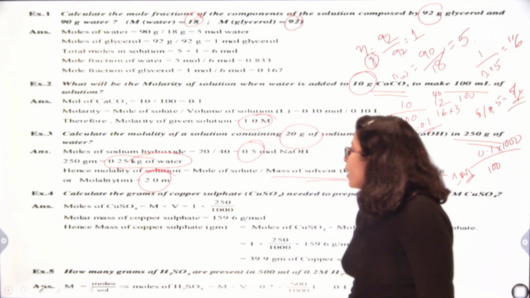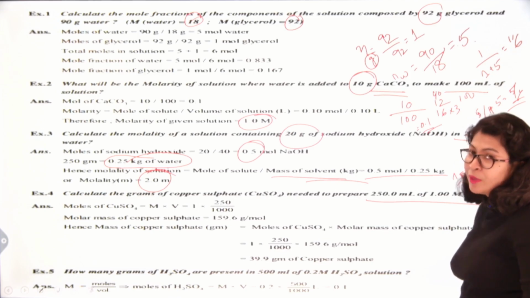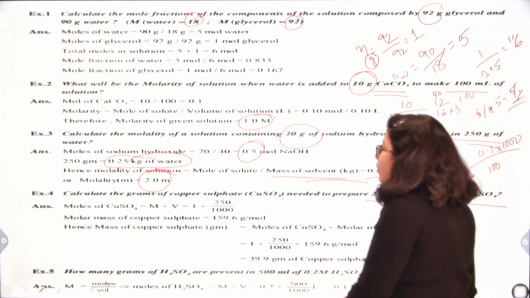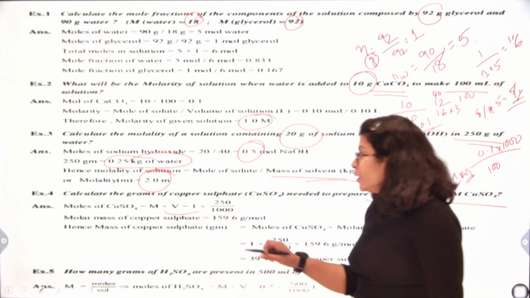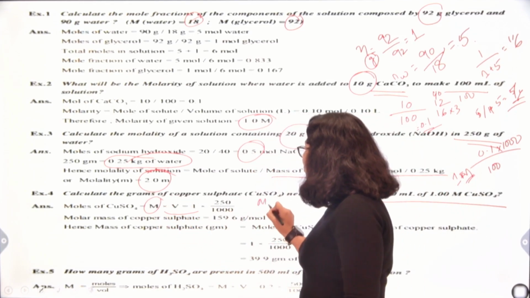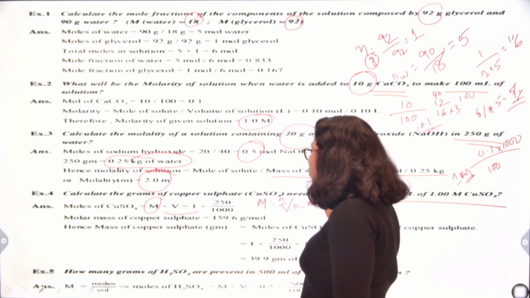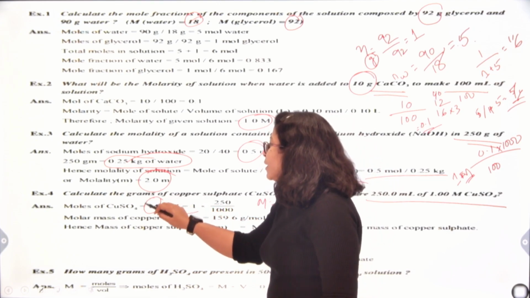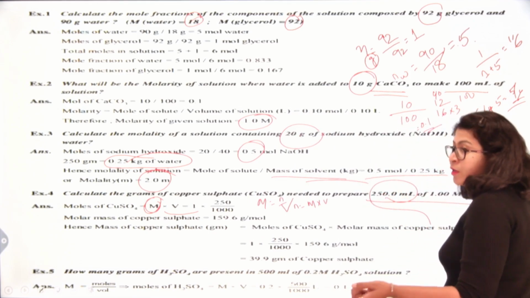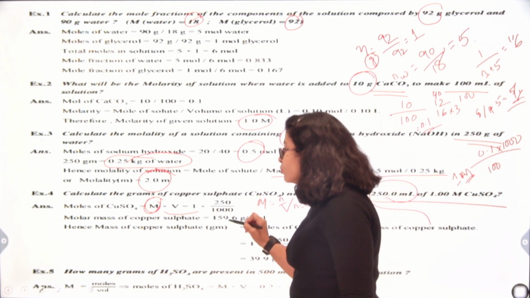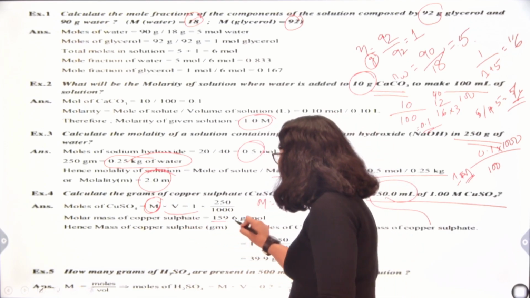Now calculate the grams of copper sulfate needed to prepare 250 ml of 1 molar solution. It's basically the interconversion thing. Number of moles of CuSO4 is equal to molarity into volume, because we know molarity equals number of moles by volume. Molarity is given as 1, and volume is given as 250 ml, and we have to convert it into liters. So 250 by 1000.